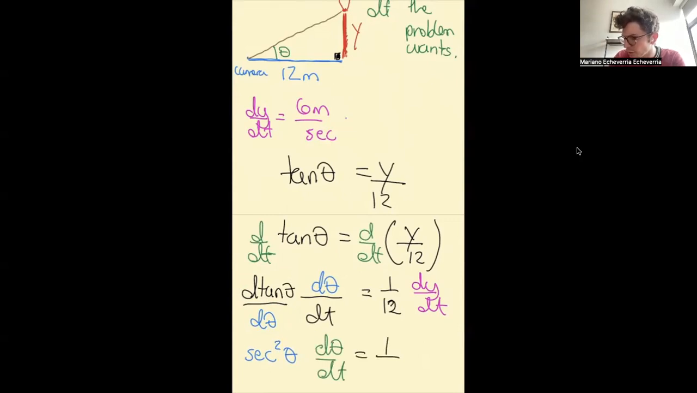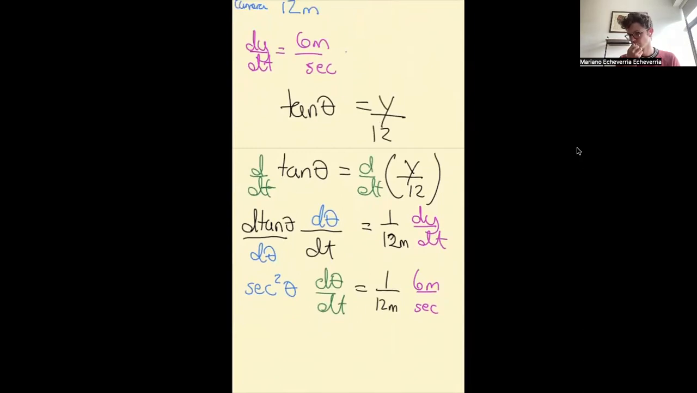And I should put here that this is 1/12 meters, maybe. Meters. And what is dy dt? Dy dt is 6 meters per second. Is that making sense? Any questions about this?